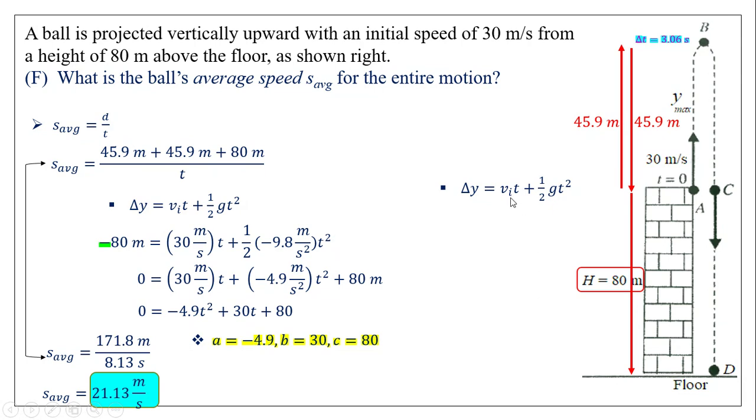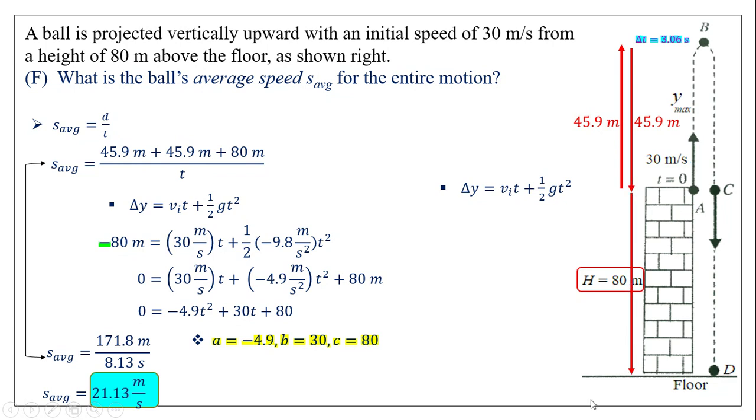Well, if I start at B, I know my VI is 0 because it was momentarily at a stop at point B, okay? And then my delta Y is super easy to do. My delta Y is simply 45.9 plus 80, because watch my cursor, this is where point B is. And then it's going to fall all the way down to the floor. Okay? Well, how far did it fall? From here to here is 45.9, and then you're going to fall an additional 80.